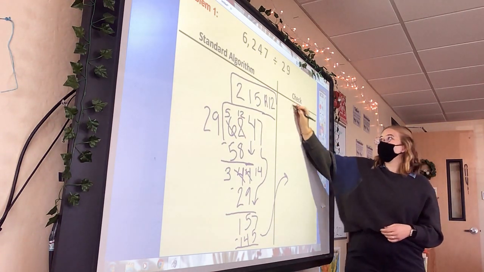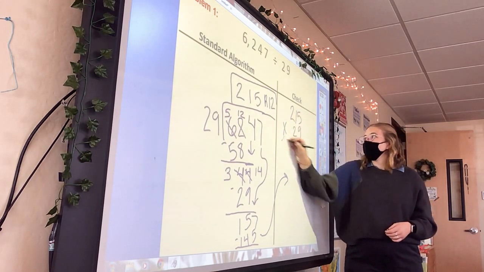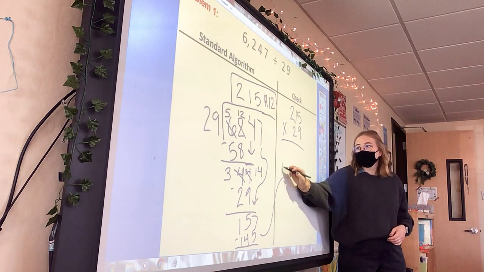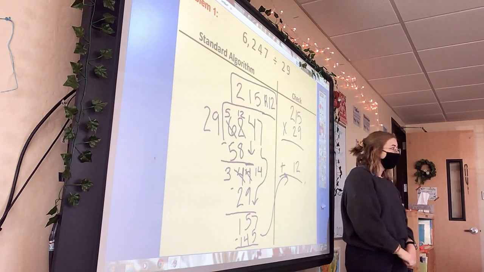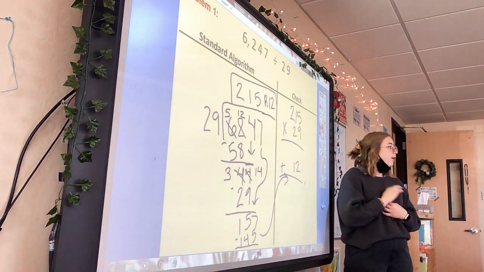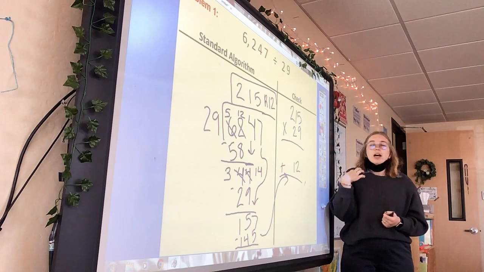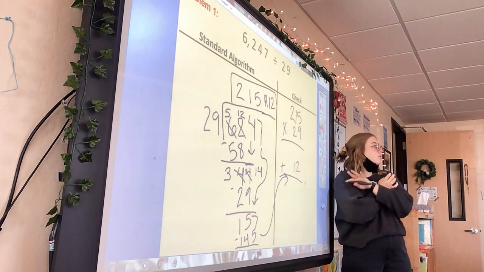So it would be 215 times 29. And then whatever you get from that, you would add 12. And you should get your dividend. Okay, so that's how you would check with multiplication. I probably won't have you do it on the homework, but if you're not sure if you got the right answer, go ahead and check. Take the 2 minutes to check.